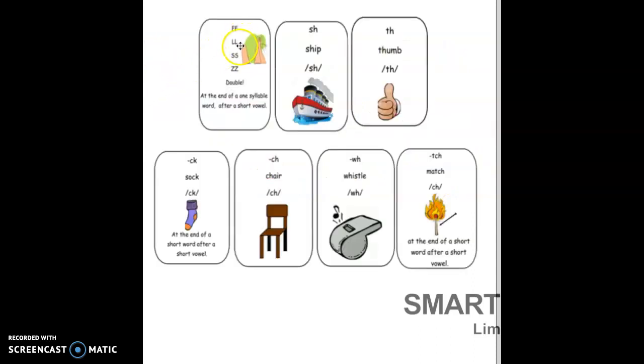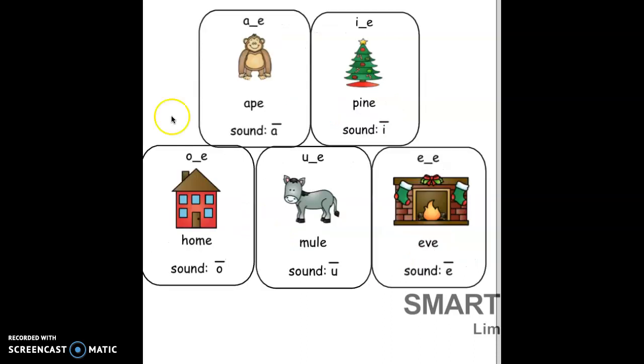F, L, S, Z, double at the end of a one-syllable word after a short vowel. SH, ship, sh. TH, thumb, th. CK, sock, at the end of a short word after a short vowel. CH, chair, ch. WH, whistle, w. TCH, match, ch, at the end of a short word after a short vowel.